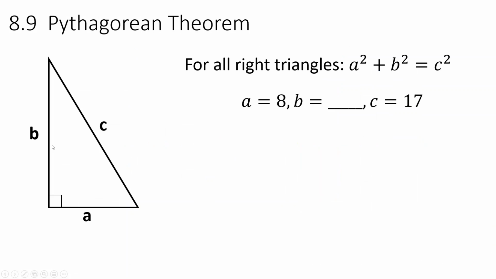Okay, so they've given you A, B, C of a right triangle. A and B are the shorter sides. C is called the hypotenuse. They've given us measurements for A and C. We need to figure out B.